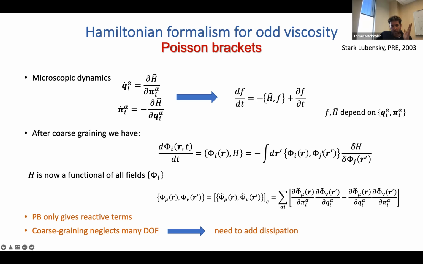But there are two important things to note about that. First, the Poisson brackets only give reactive terms, because by definition this is all deterministic. The coarse-graining itself neglects a lot of degrees of freedom, and this is where dissipation comes in. We're not going to derive dissipation in what we do. I will just put it in by hand, as is commonly done. But you can derive dissipation by other means.